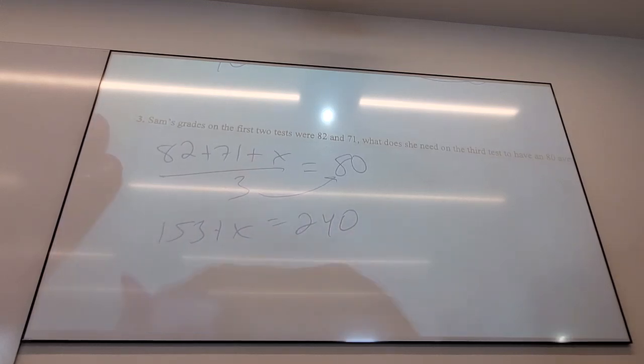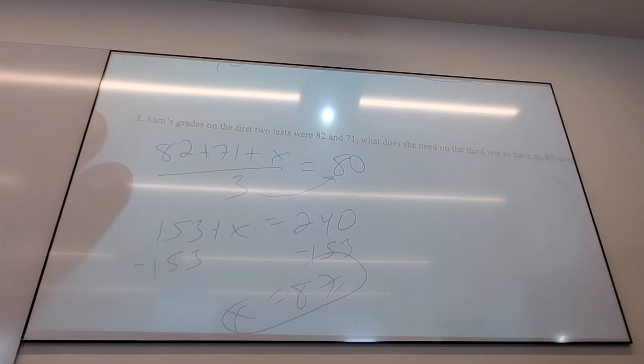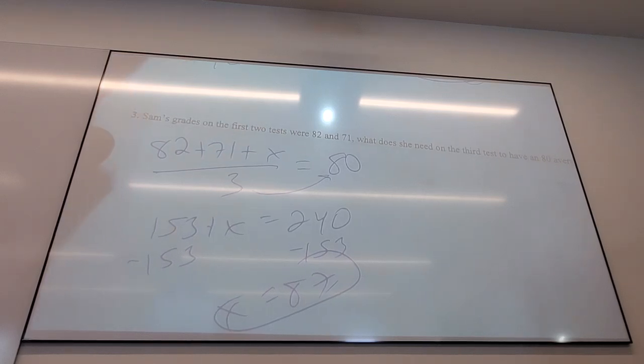So what's 240 minus 153? 87. 87. Now let me show you my freaky way to do this.